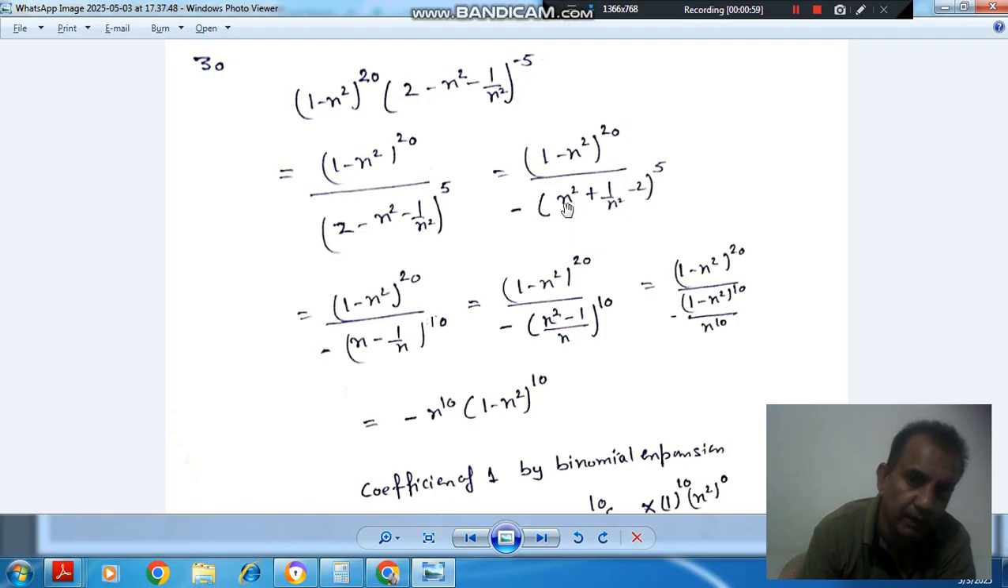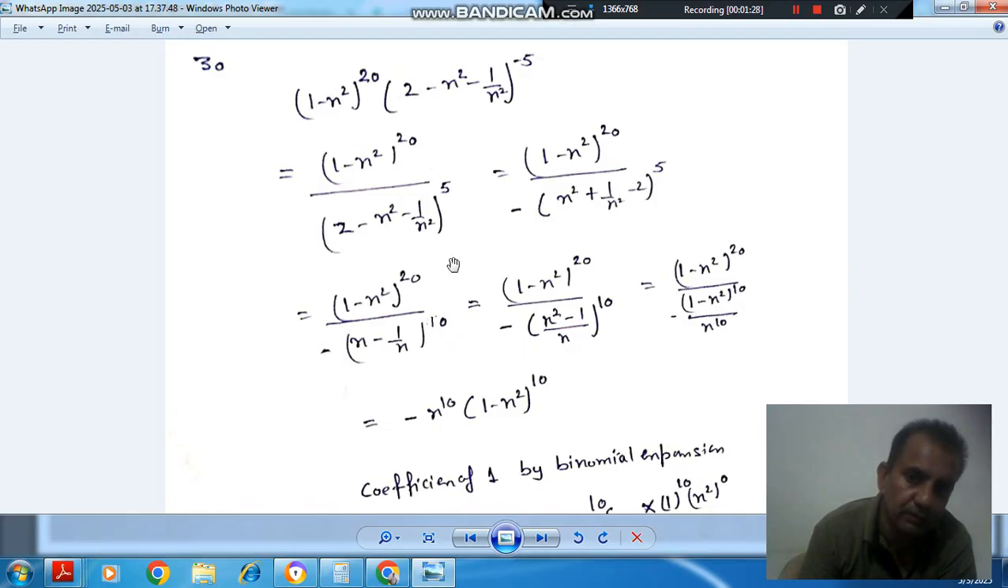So it will be (x^2 plus 1/x^2 minus 2)^5, and the minus will be outside the bracket. If we take x^2 as a^2 and 1/x^2 as b^2, then it makes the formula of (a minus b) whole square. So it will be (x minus 1/x) raised to power 2 into 5, or raised to power 10.